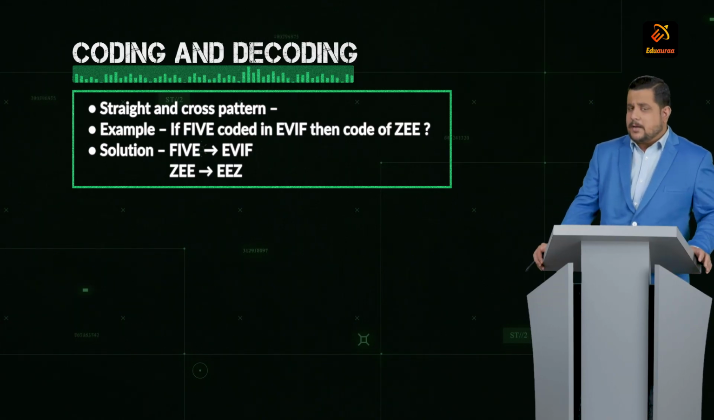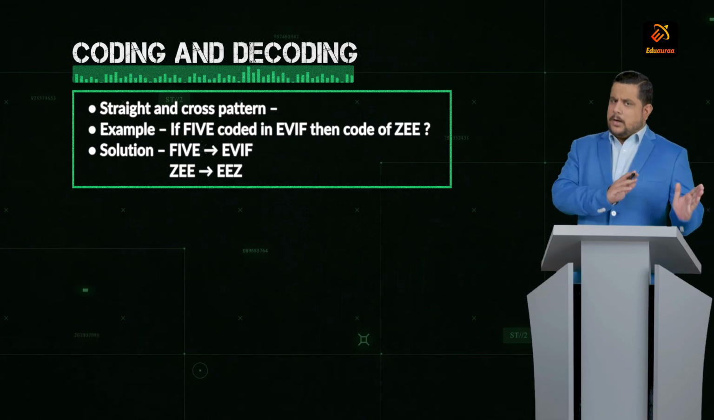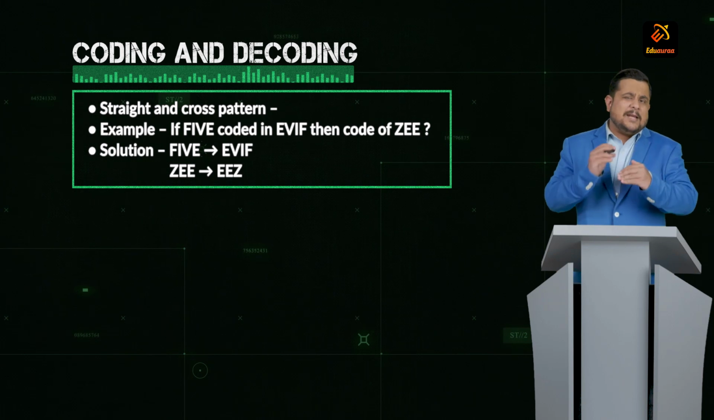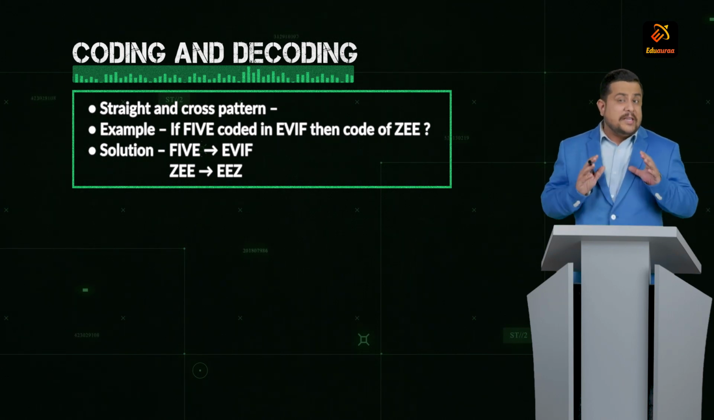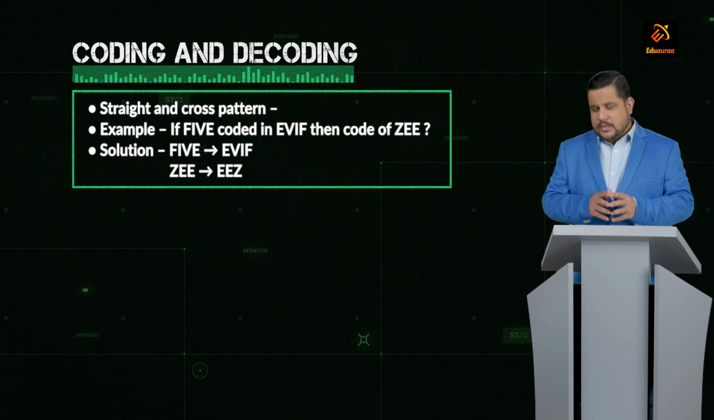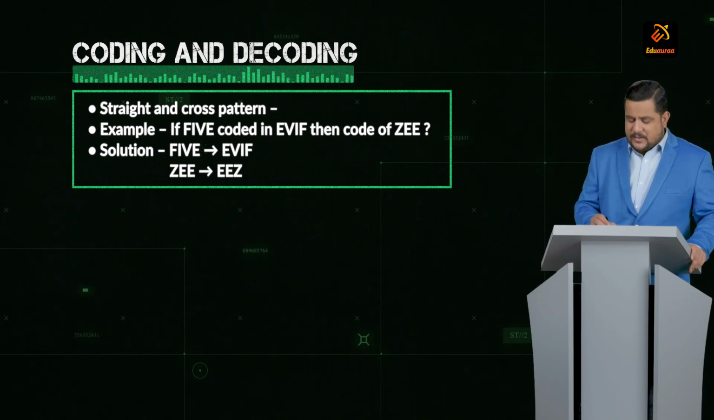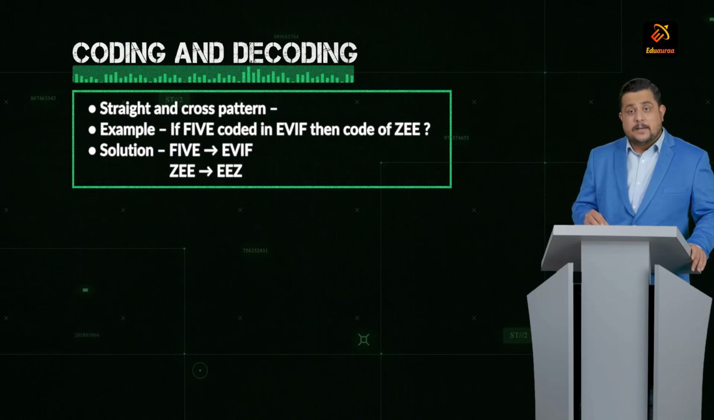So, what we can see here, the letters in the word and the letters in the code are the same. Only their places are changed. Nothing else. 5, EVIF. So, F was at first place in our word, but in the code it is coming at the last place. Now, I was at second place, but in the code it is now second from the right.